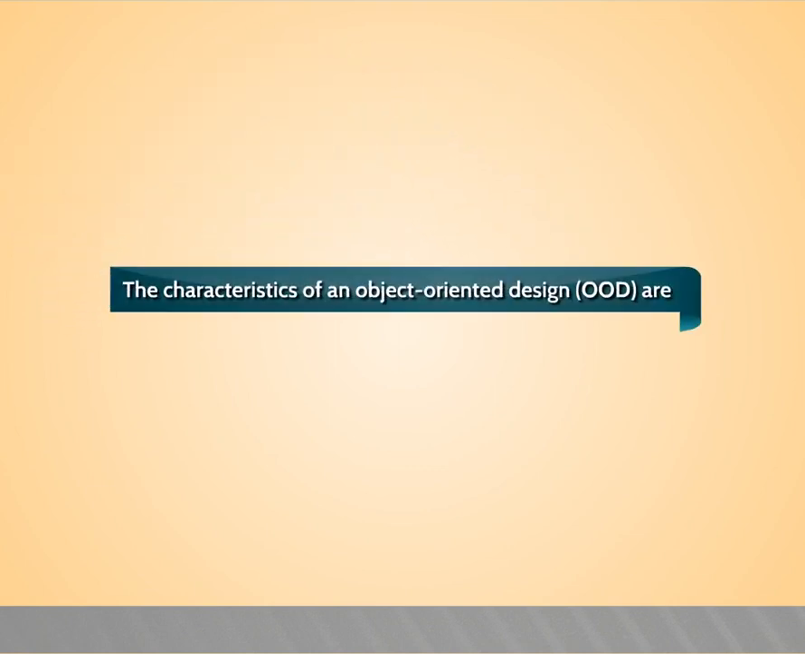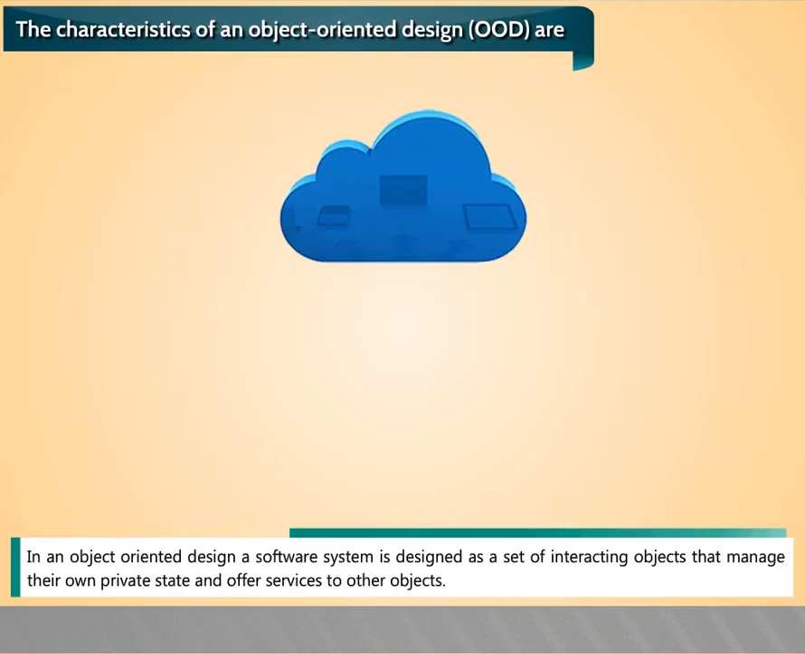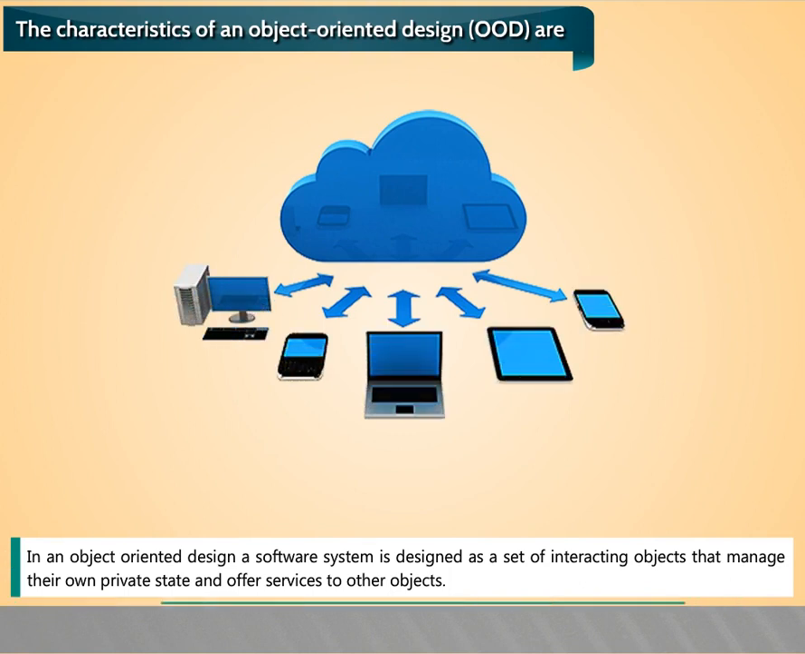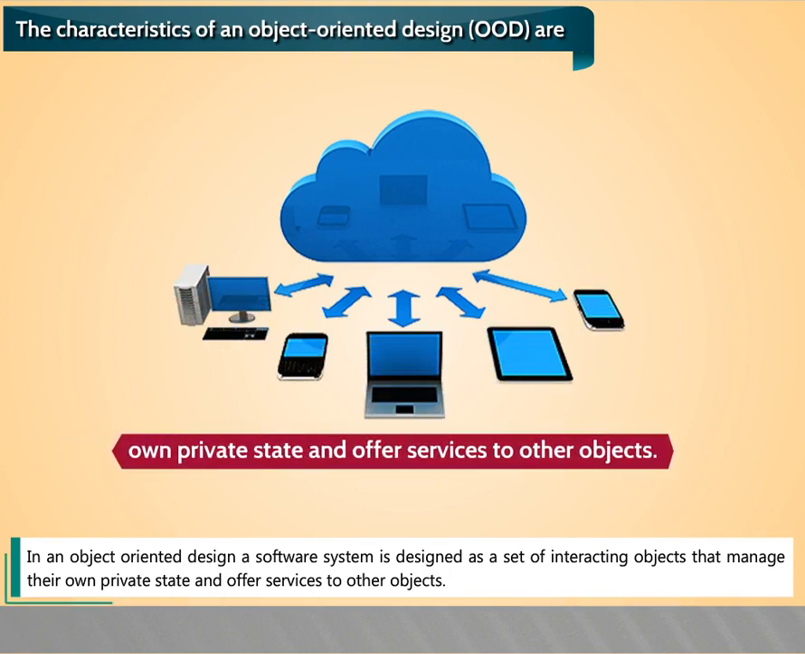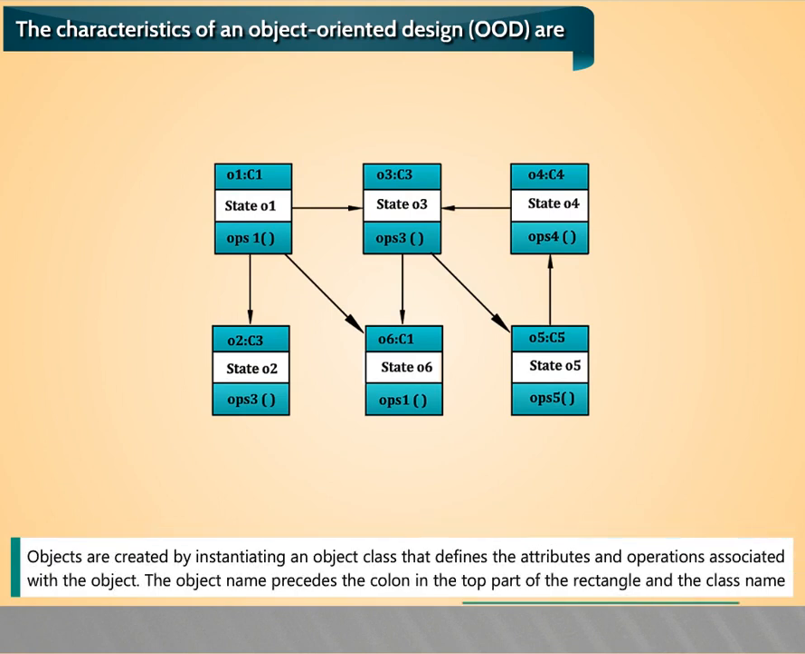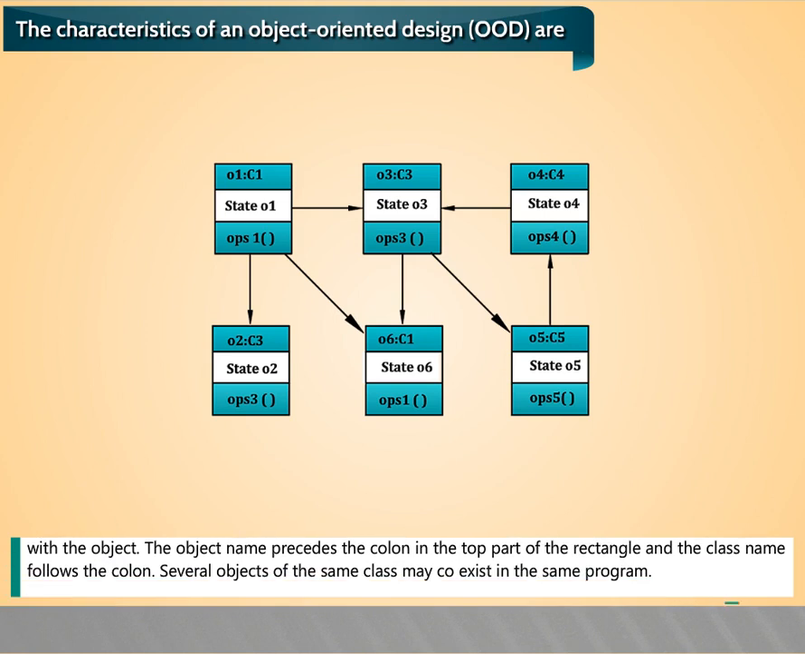The characteristics of an object-oriented design (OOD) are: in an object-oriented design, a software system is designed as a set of interacting objects that manage their own private state and offer services to other objects. Objects are created by instantiating an object class that defines the attributes and operations associated with the object. The object name precedes the colon in the top part of the rectangle, and the class name follows the colon. Several objects of the same class may coexist in the same program.